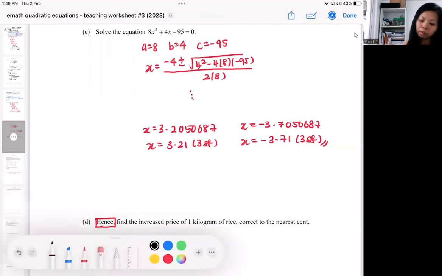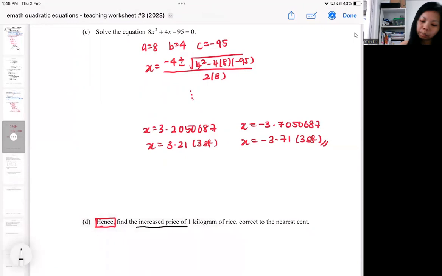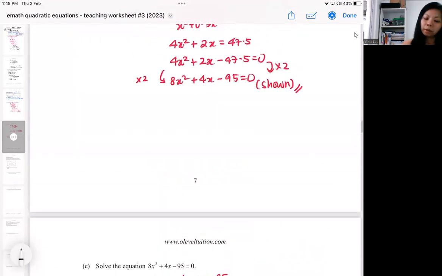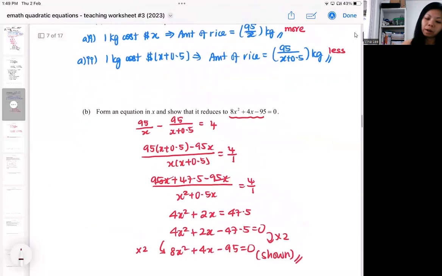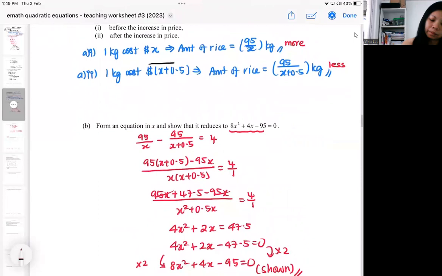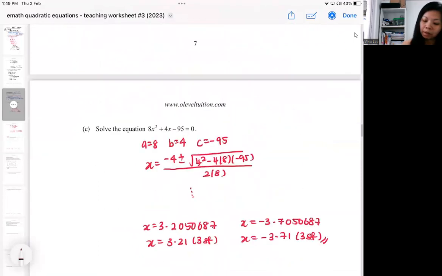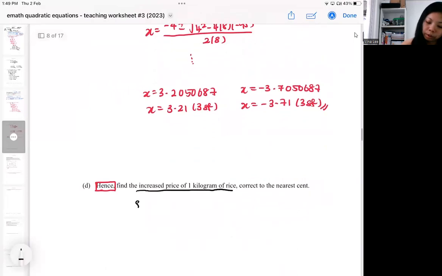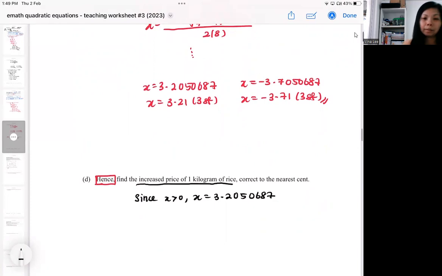So in this question, we are interested in the increased price of 1 kg of rice. So you look back at your information. What is the increased price? So this one is the increased price. In a way, that one is the new price. So which X will you choose? Again, I will need X to be positive. I will choose the 3.21, but I will choose it with more decimal places.